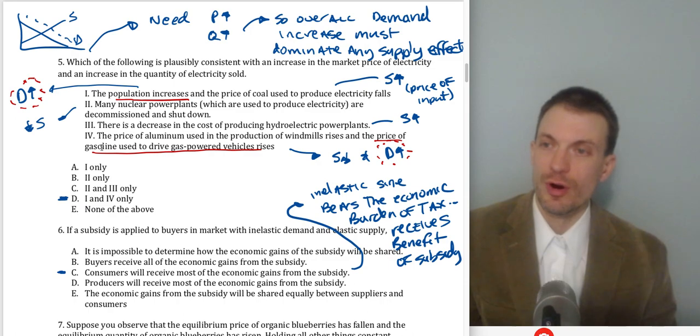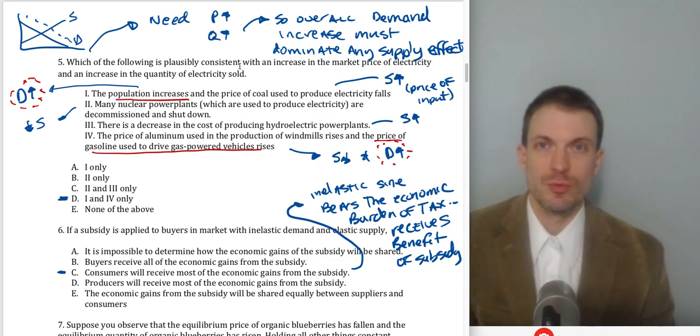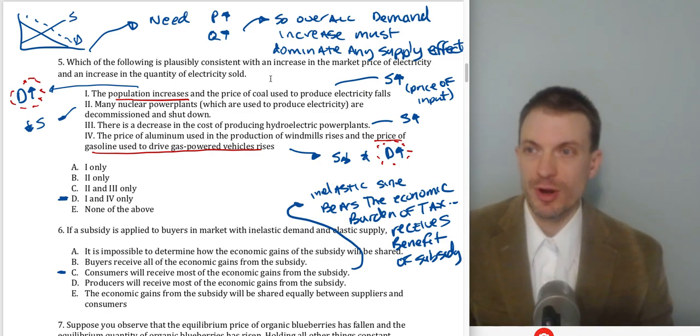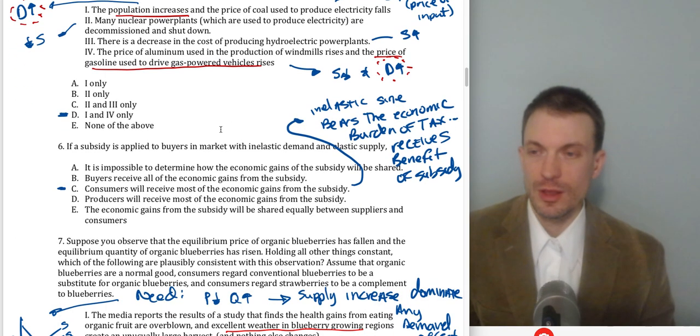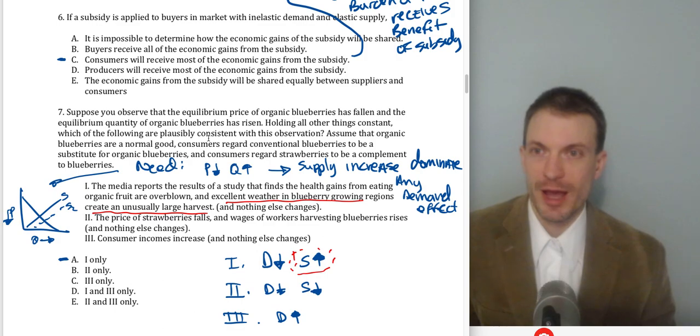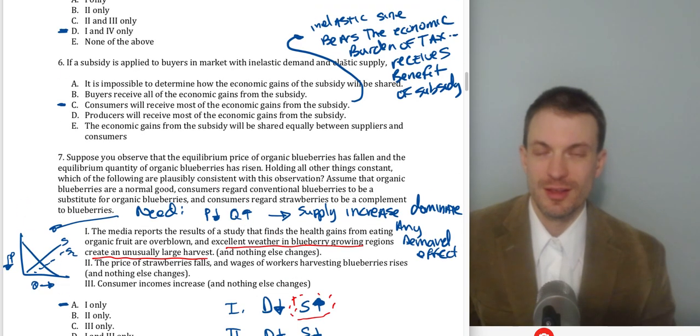Only 1 and 4 are going to be plausibly consistent with the overall outcome of the market price of electricity rising and market quantity of electricity rising. Number 6, if a subsidy is applied to buyers in a market with inelastic demand, I want to go over my comment, and elastic supply.